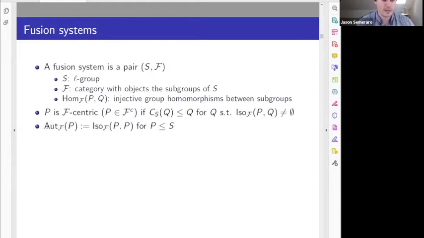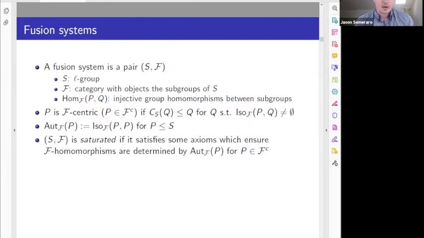The other concept that we need is this notion of Aut_F(P), which is just the set of all isomorphisms from P to P. So that's obviously a group. Okay, good. So what do we mean by a saturated fusion system? Well, Ellen I think probably didn't go into exactly what that means.